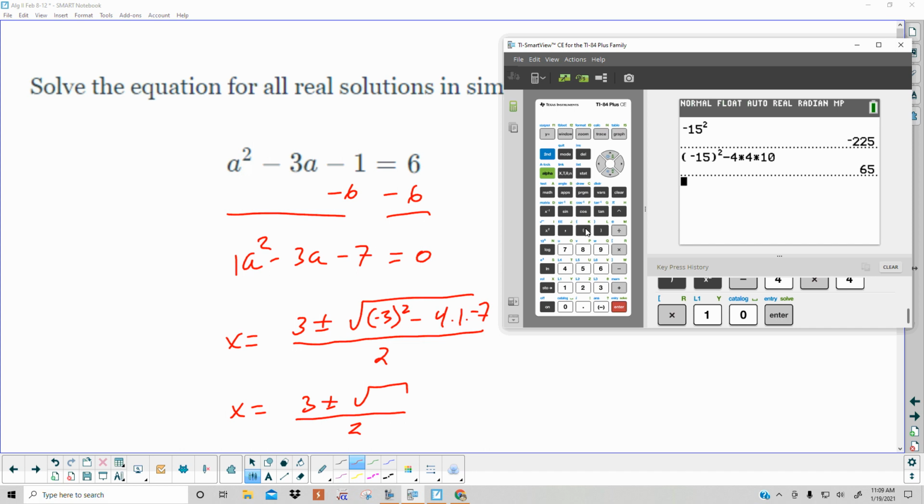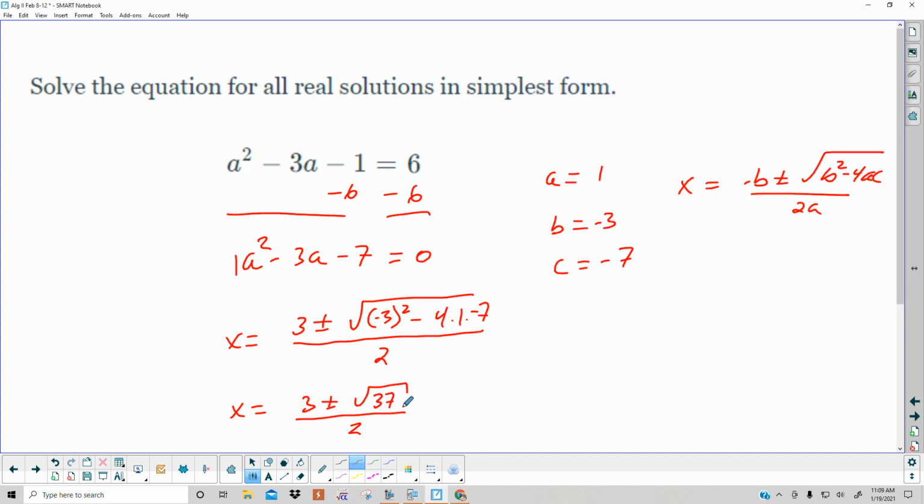So to type all that in, I've got parenthesis. Again, I'm not using the square root. Parenthesis -3 squared minus 4 times 1. Do you really need the 1? No. -7 equals 37. 37 isn't going to reduce, so it stays as is. So you would type in 3 plus the square root of 37 over 2, and 3 minus the square root of 37 over 2. Because I don't believe they give you a plus or minus symbol, so I think you have to break it into 2 pieces.